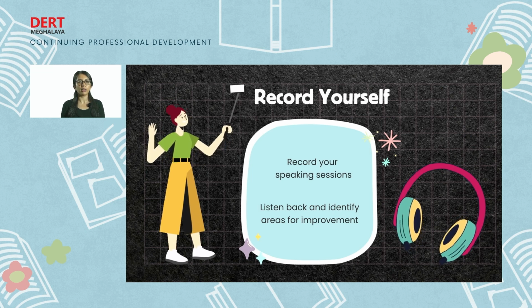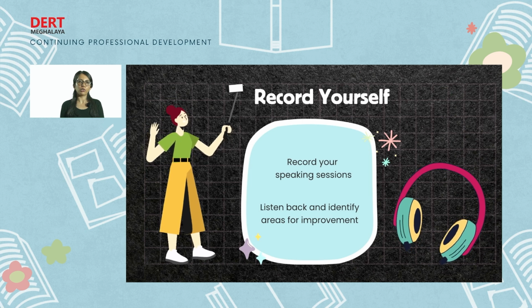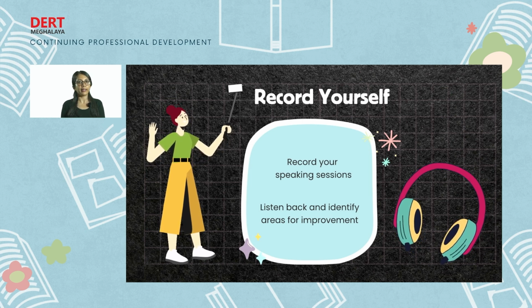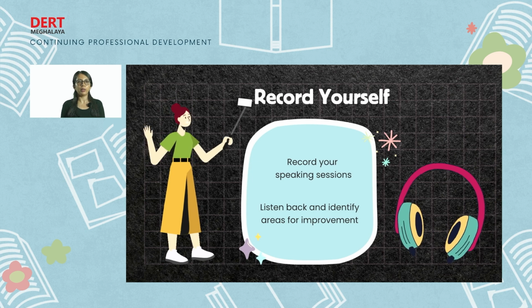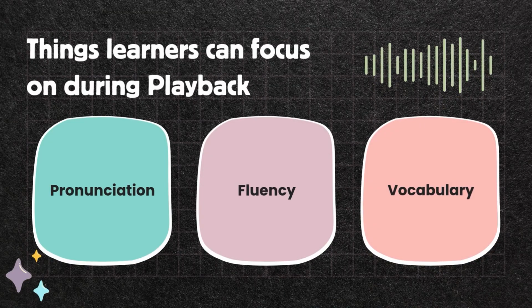So how does this work in practice? Teachers can ask learners to record themselves speaking for 1 to 2 minutes on any topic, like describing their day, giving an opinion on a news story, or summarizing a book or film. After recording, the key step is making them listen back intentionally, not just to hear their voice, but to analyze their performance. Here are a few things learners can focus on during playback.